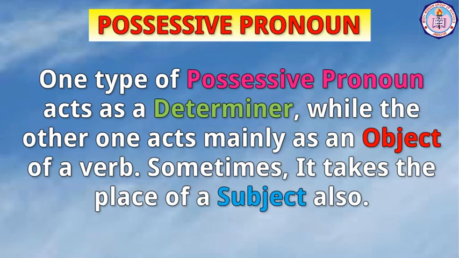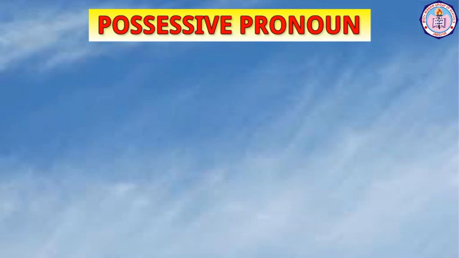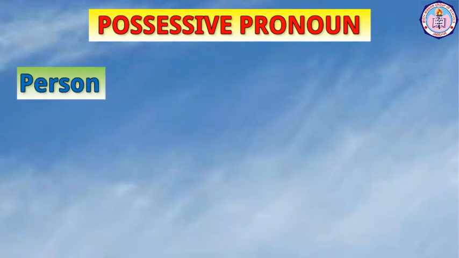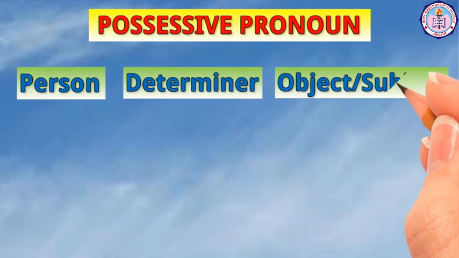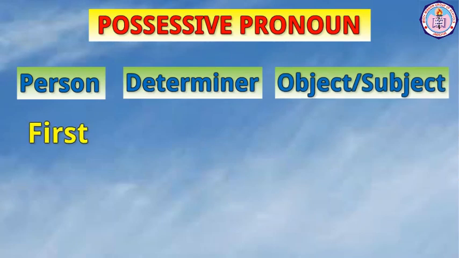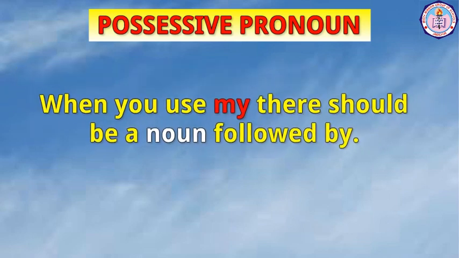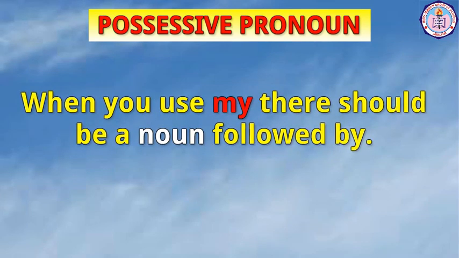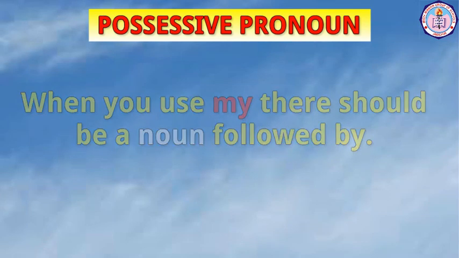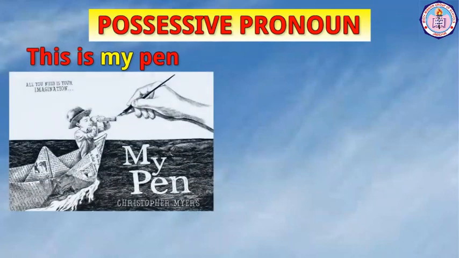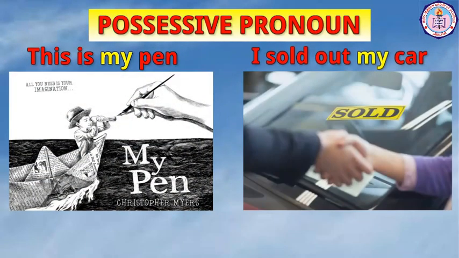Let us learn the possessive pronouns one by one. Person, determiner, object or subject. First person pronoun, my is the determiner, its object or subject is mine. When you use my, there should be a noun followed by. For example, this is my pen. I sold out my car.